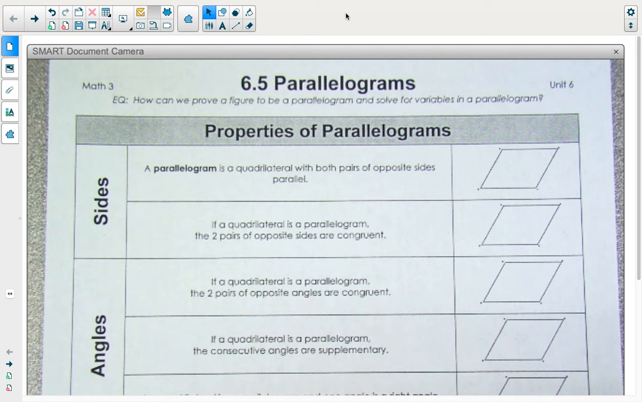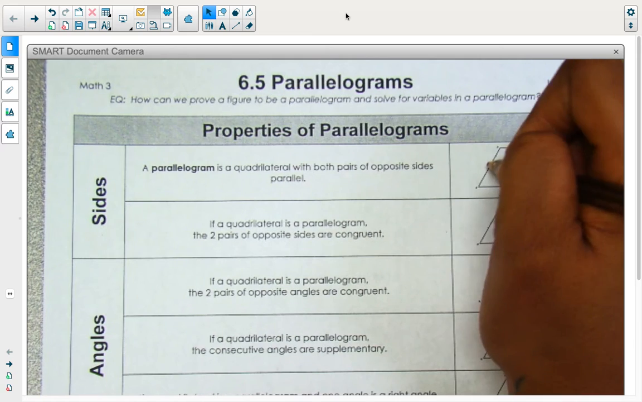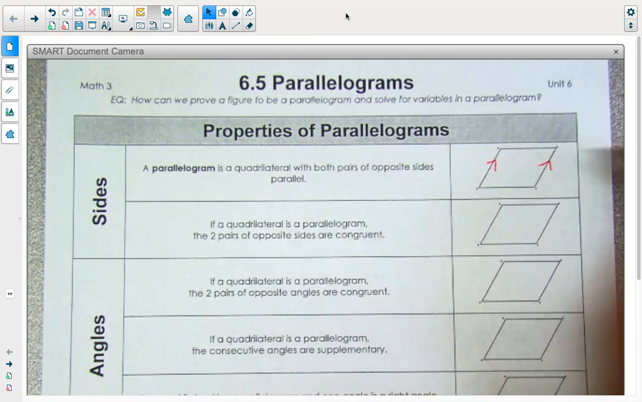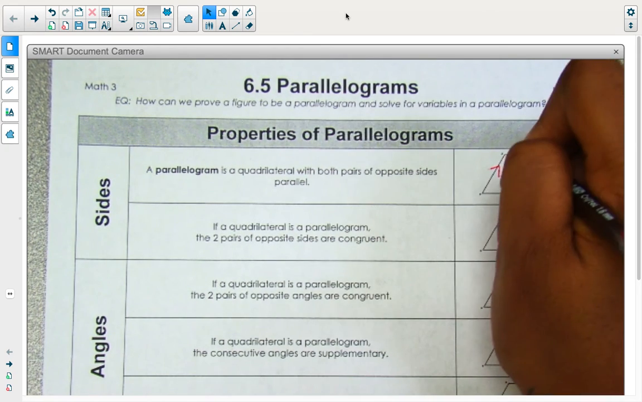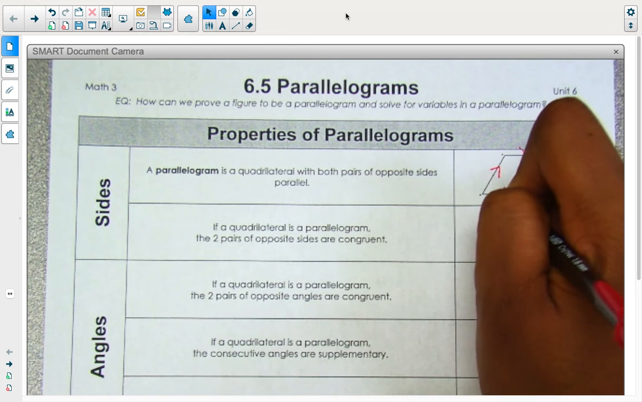So first we're going to take a look at their sides. A parallelogram is a quadrilateral with both pairs of opposite sides parallel. So I have this parallelogram here, and it says both pairs of opposite sides are parallel. So I'm going to put in the parallel symbol. That's my parallel symbol, and these two are parallel.